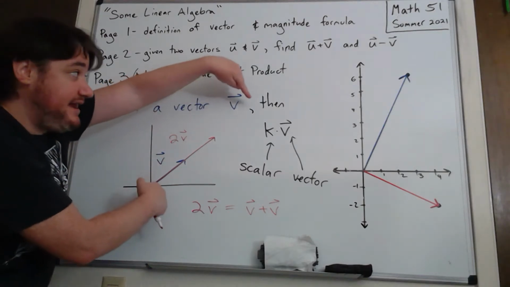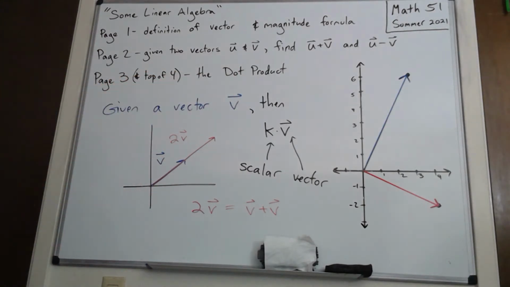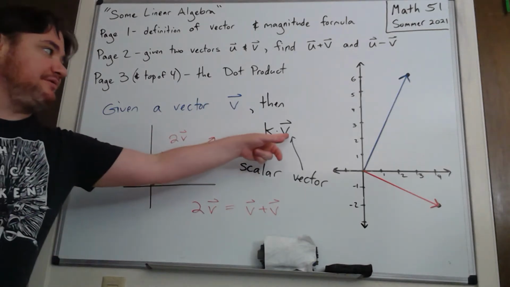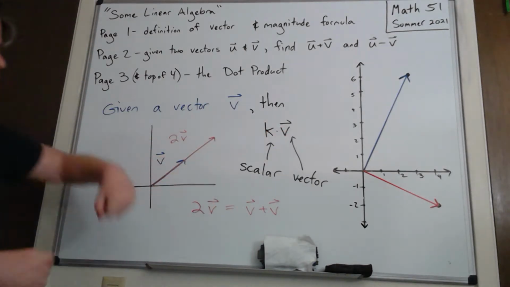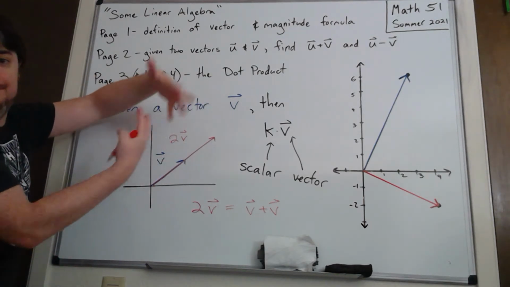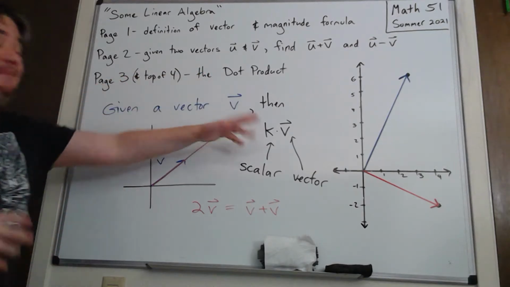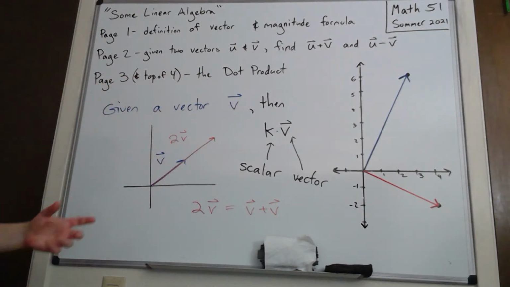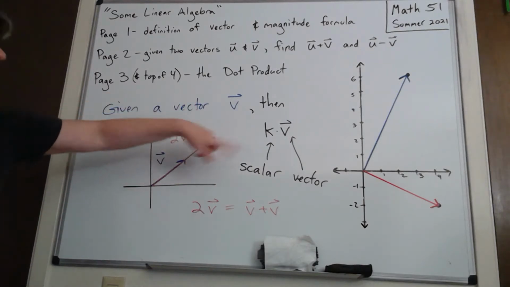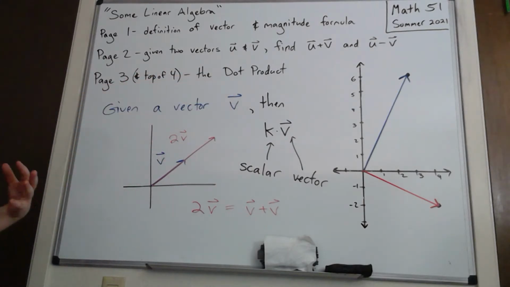If I had 3V, we'd go further. So in class we mentioned if k is positive and greater than 1, then kv is an extension of v. It's in the same direction, but longer, by the magnitude of k. So k is a scalar. So again, if I scaled it up by 2, I doubled the length. If k was 3, I'd triple the length, and so forth. So that's pretty intuitive, I think.